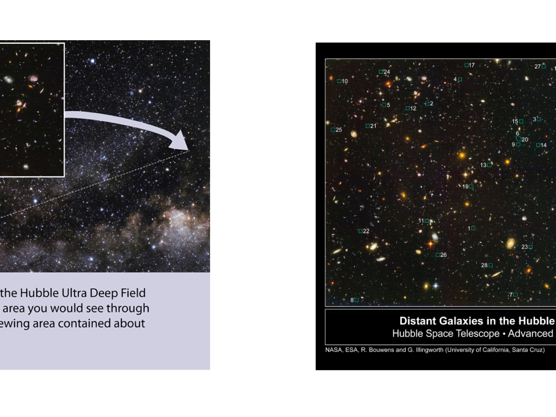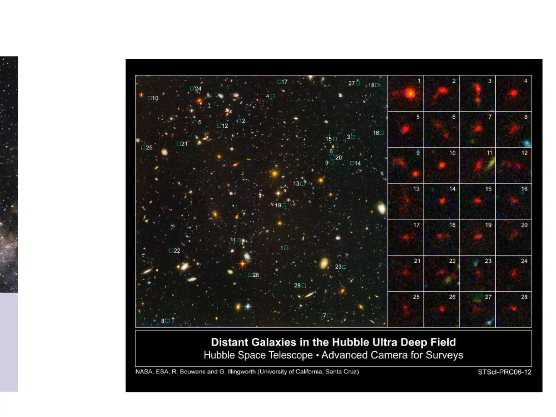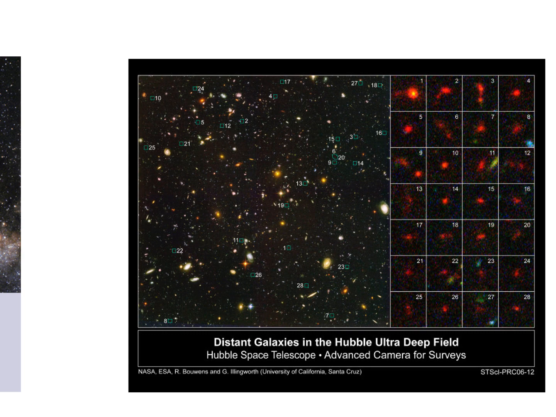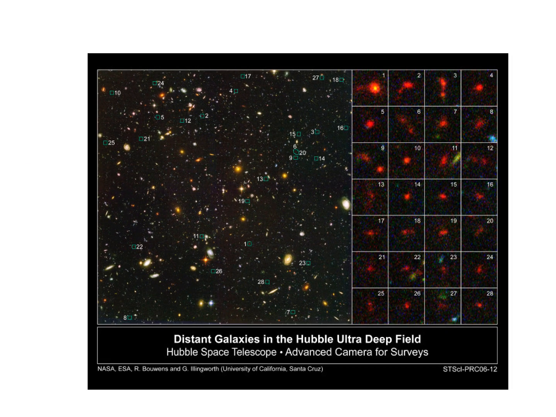We know that by looking at some of the galaxies in our universe, and some stars as well. And here's just some picked out from that ultra deep field. And you can see they've been numbered and shown in more detail on the right. And what you'll notice, first of all, is that their colour is very red. This is due to something called redshift.